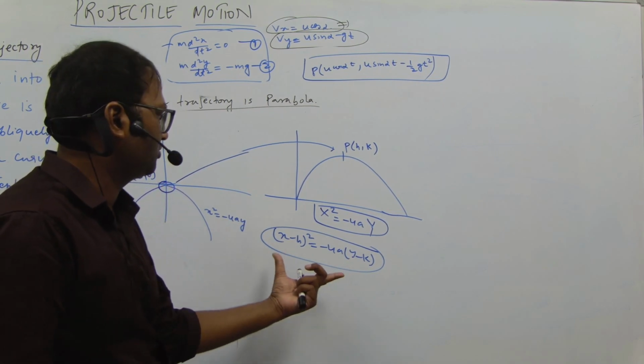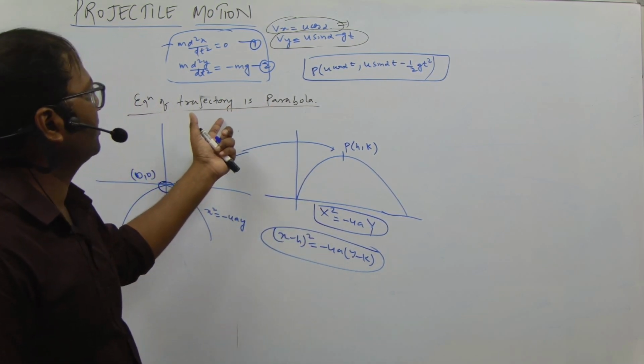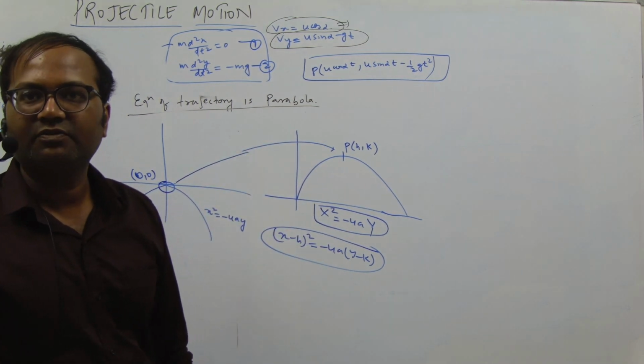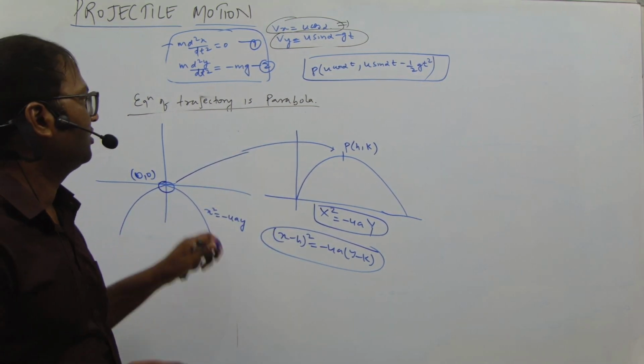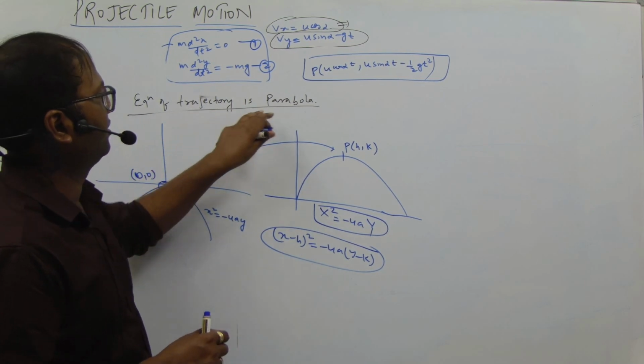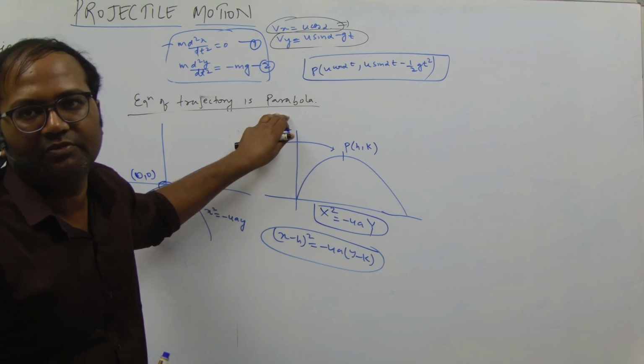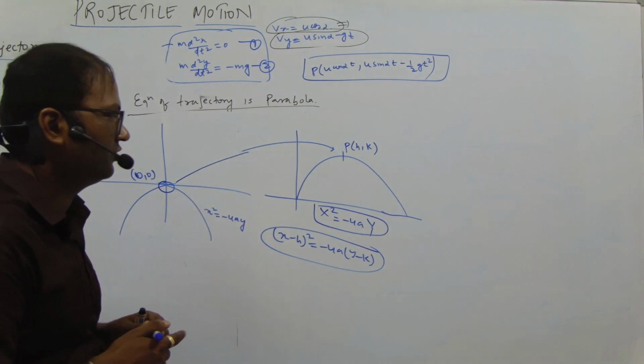So let us show that the equation of the trajectory is a parabola. The trajectory is the path followed by the projectile, so we have to show here that the path followed by the projectile is a parabola. Let us show this.